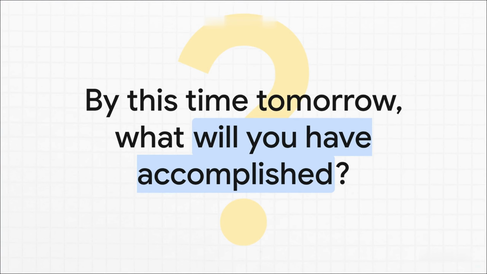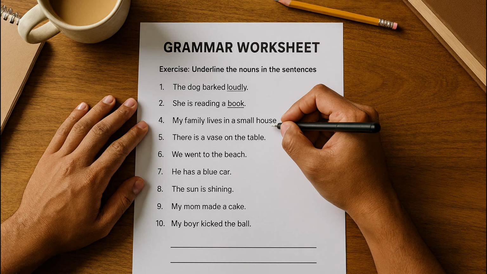By this time tomorrow, what will you have accomplished? What little thing will you have finished? What email will you have sent? What chapter will you have read? Just by thinking about the answer, you're already doing it. You're using the future perfect. You're already time traveling. And with that, we've covered the future perfect tense.